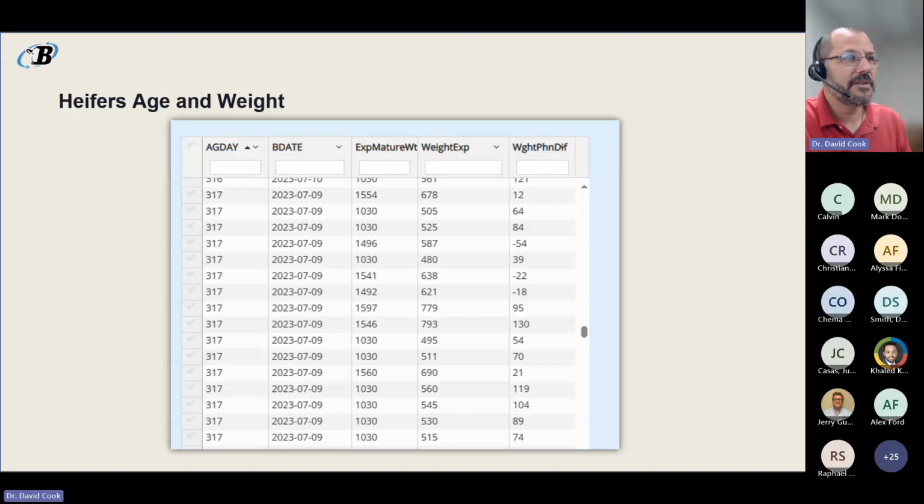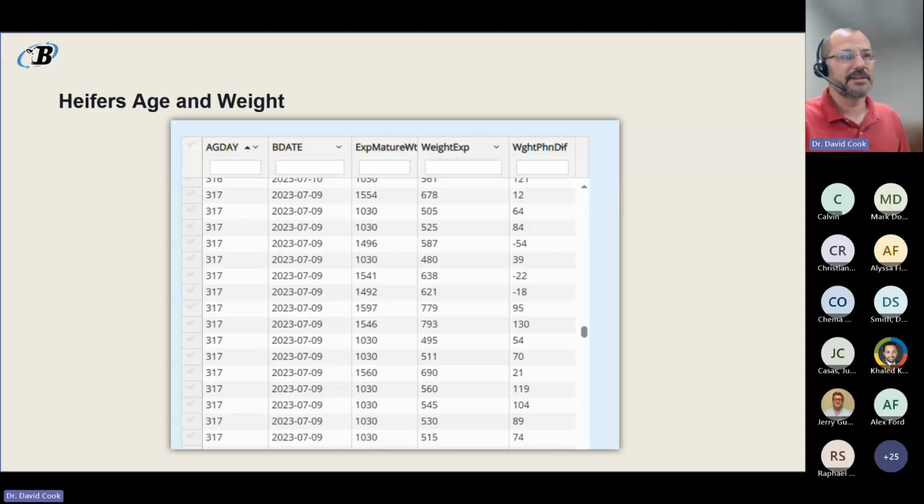Another thing in BoviSync that they added here in the past year was, well, first of all, this expected mature weight. So the third column here, you can see we've got a whole list of different animals, and there's different expected mature weights. And that expected mature weight is based on the breed. If you have genomics, it uses the genomics. If you don't have genomics, it uses parent average. And it comes up with the expected mature weight for that animal. And if you have no genomics, no pedigrees, then you just get the breed average. But it's trying to make a best estimate of what is the mature weight of that animal.